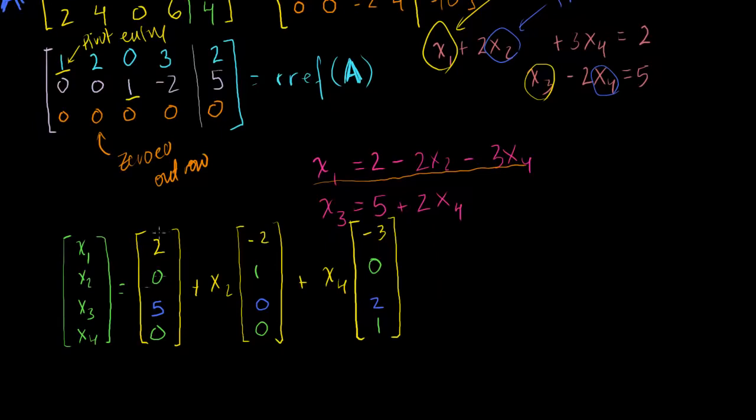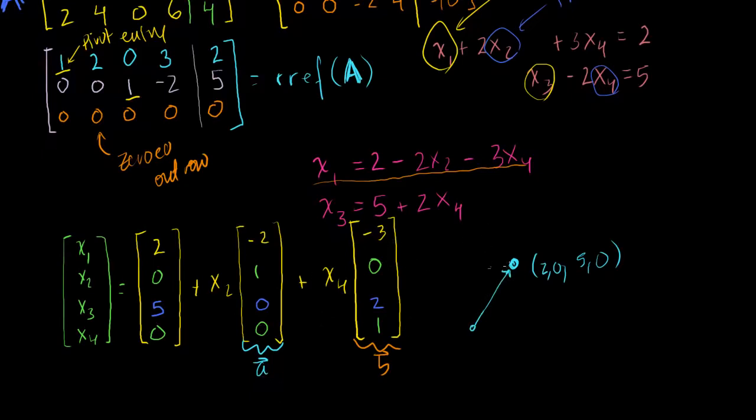My solution set is equal to some vector there. If you think of it as a position vector, it would be the coordinate 2, 0, 5, 0, which obviously is 4 dimensions. But it's equal to multiples of these 2 vectors. So let's call this vector right here vector A, and let's call this vector right here vector B. So our solution set is that position vector, where you're starting at the origin, plus multiples of these 2 guys.